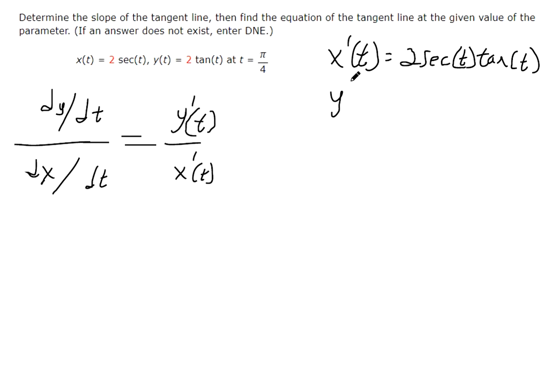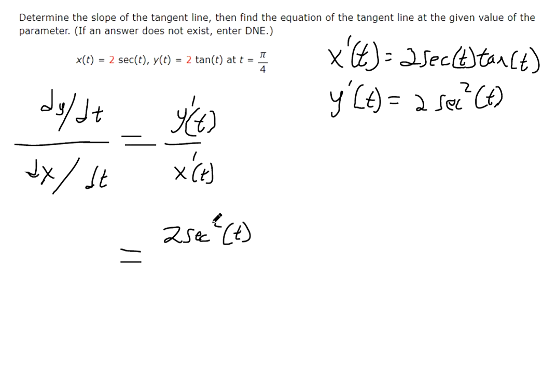And the derivative of y, so that's the derivative of 2 tangent t, so the derivative of tangent is secant squared. So if we plug that into our derivative formula, we get 2 secant squared t over 2 secant t tangent t. And you got secant squared over secant, so that's going to cancel out.